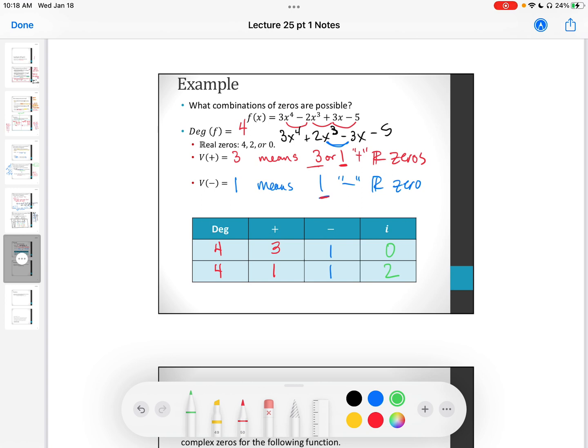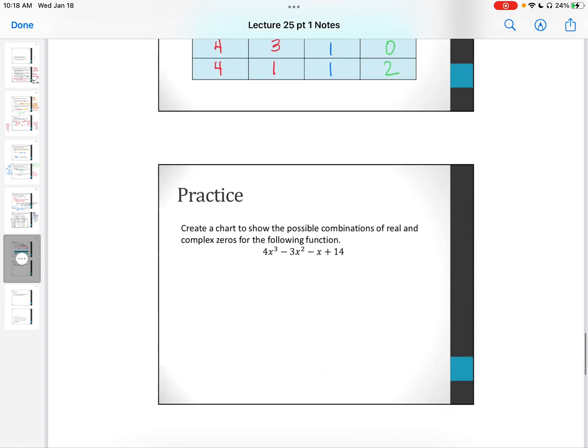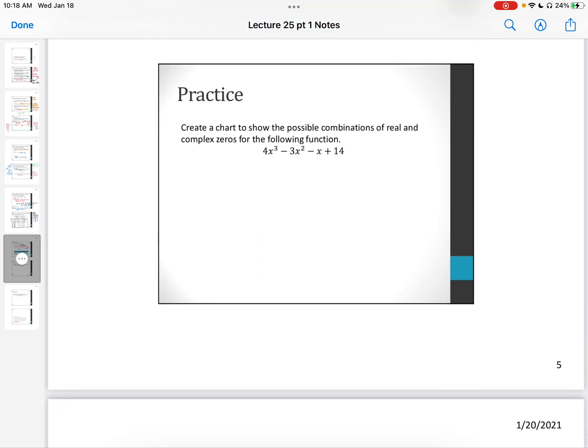I hope as you start doing these, you start to see the pattern and start to feel more comfortable with it. Let's do another one here. If you're feeling comfortable, go ahead and try and pause the video and do it on your own. If not, that's okay as well.